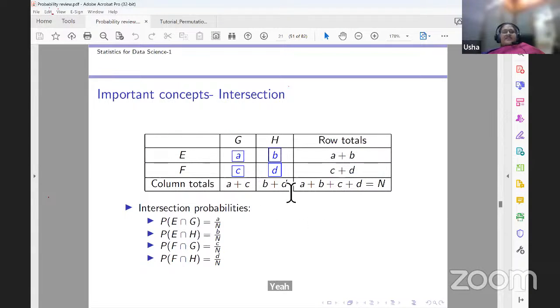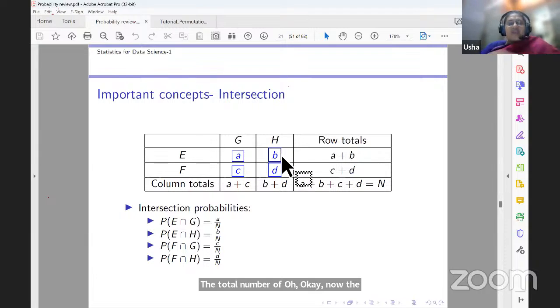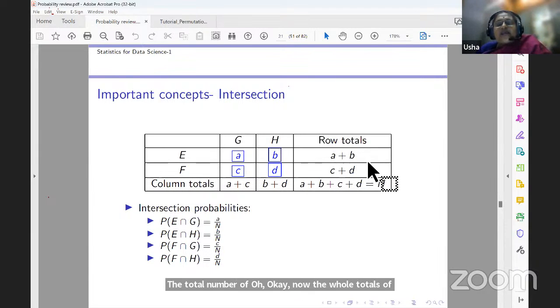Whenever I have these things, suppose I have in a sample space events E, F, G, and H. The total number of outcomes in that sample space is N. Now the row totals of E are A plus B, that is, A plus B of these outcomes are event E. C plus D are event F. A plus C are event G. This A is E intersection G, the total number of outcomes of E and G happening.